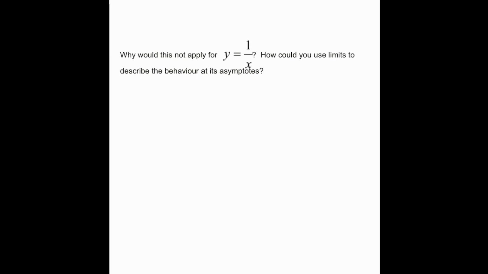Now let's think about 1 over x. Why would this not apply when f at x equals 1 over x? How could we use limits to describe the behavior at its asymptotes? Well, we need to think about when 1 over x does not exist. It doesn't exist when x equals 0. So we're going to lean into this and find out what's happening at x equals 0.